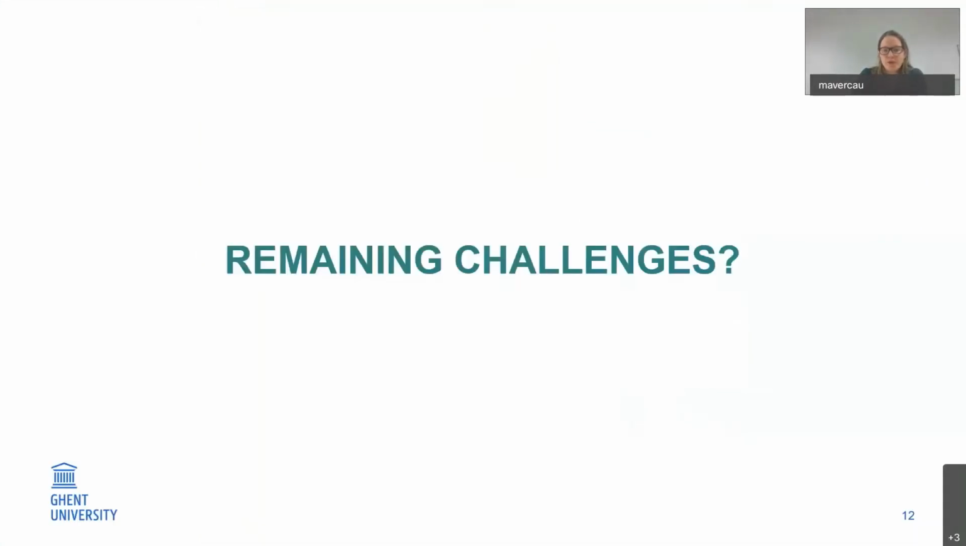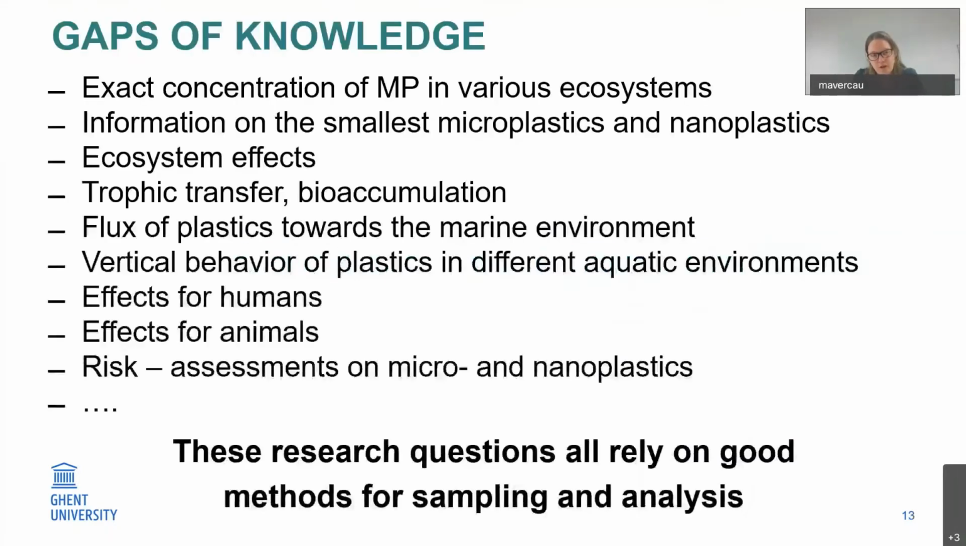So what are the remaining challenges in this research field? Because plastic pollution is not really a very old research field. It's a very new one, and there are a lot of gaps in the knowledge. We still don't know the exact concentration in various ecosystems. We don't have a lot of information on the smallest microplastics, and for nanoplastics there is even less knowledge.